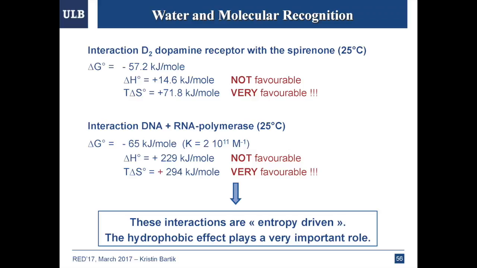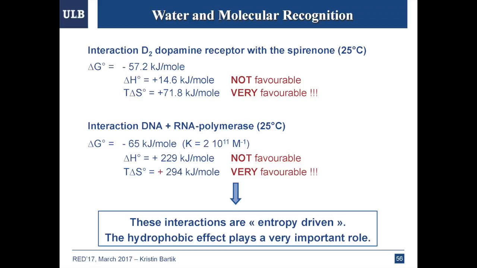And if it's the entropy, water has played an important role over there. The same for the interaction of DNA with RNA polymerase, so it's the transcription from DNA to RNA, the enzyme which is involved over there. The affinity association constants of 10 to the power of 11, so basically it's like it's gluing together if you want. And in this case, once again, what do we have? The enthalpy is not favorable, but there is an extremely favorable, once again, entropy term which is present over there.